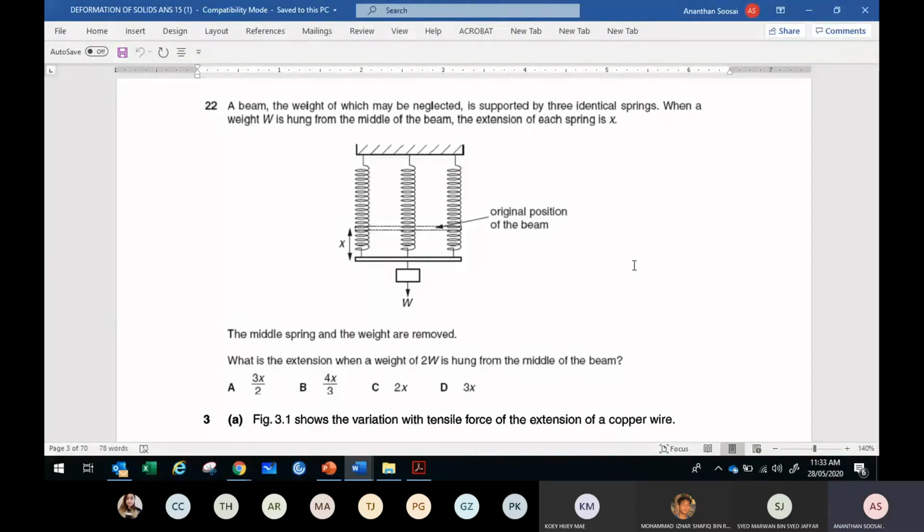So finally, the final system has how many springs? The 3 springs become 2 springs now, and the load is 2W. 2 springs, 2W. What is the new extension?